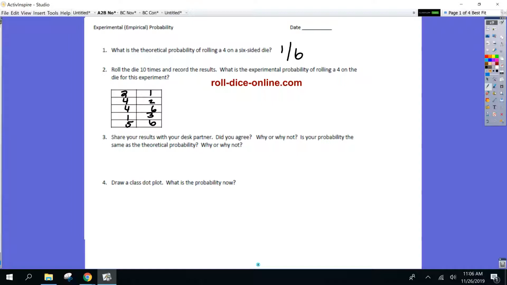And I want you to find now your experimental probability of rolling a 4. So how many 4s came up out of 10? That's going to be your experimental probability.